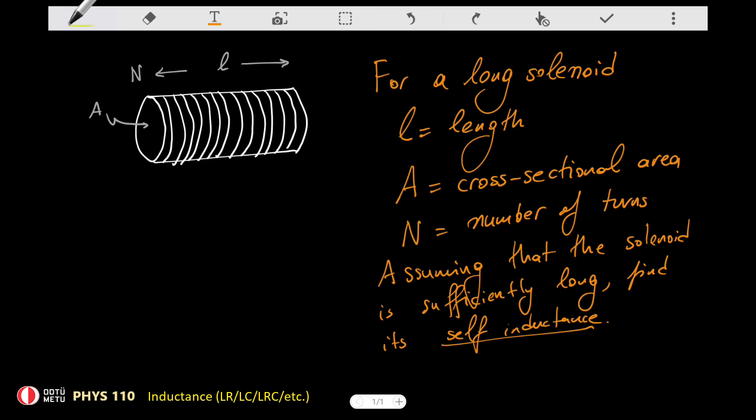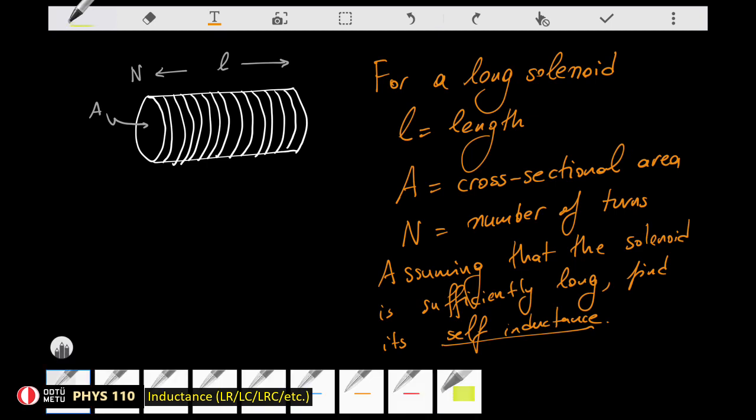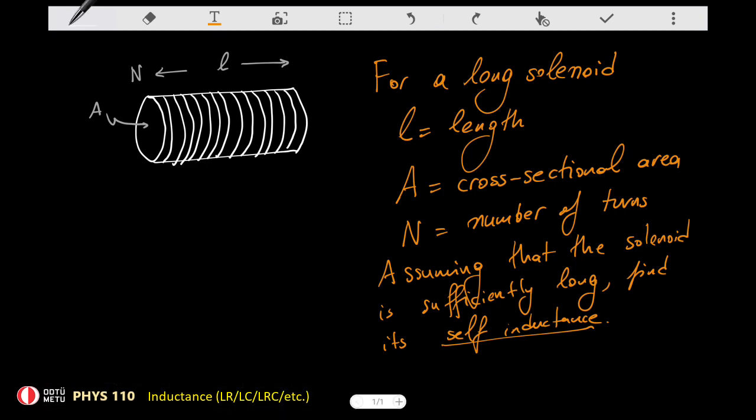So there's an assumption in here, of course, so we cannot compute the self-inductance of any coil. Somehow it has to be sufficiently long so that we can make this infinite solenoid assumption. And that assumption would be approximately valid, of course. So this is a necessity for actually doing this calculation. So let me just state what it is.